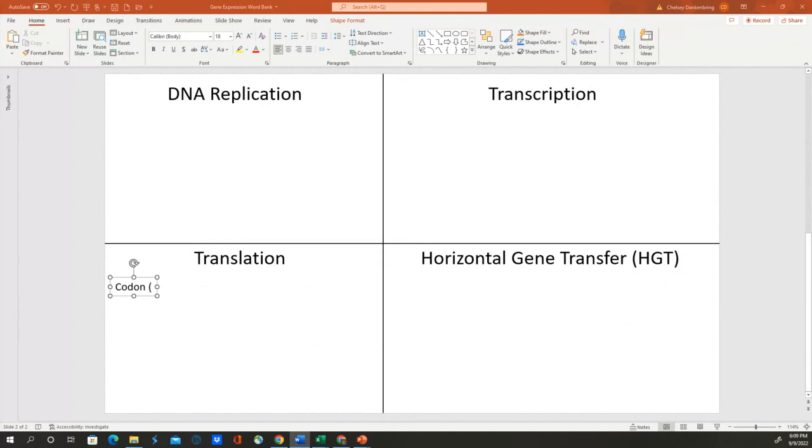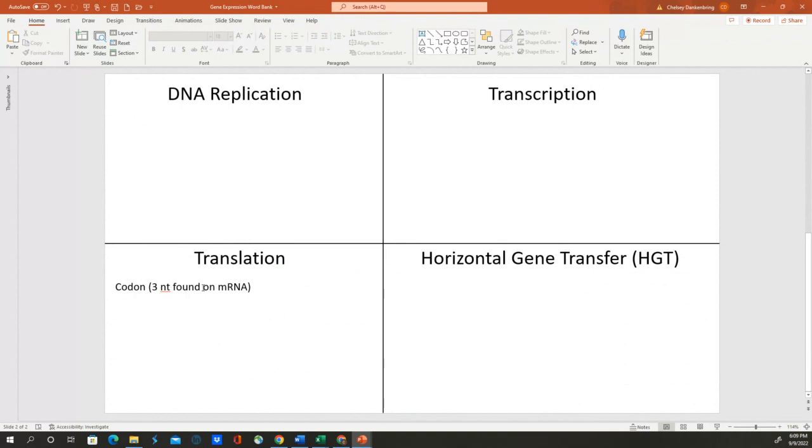Excellent. Yes, the 3 letters. And remember, those letters are nucleotides. And so I'm going to abbreviate, y'all, but a codon is 3 nucleotides found on messenger RNA. And that's really important, okay? And as I talk about things, of course, feel free to add your own notes.